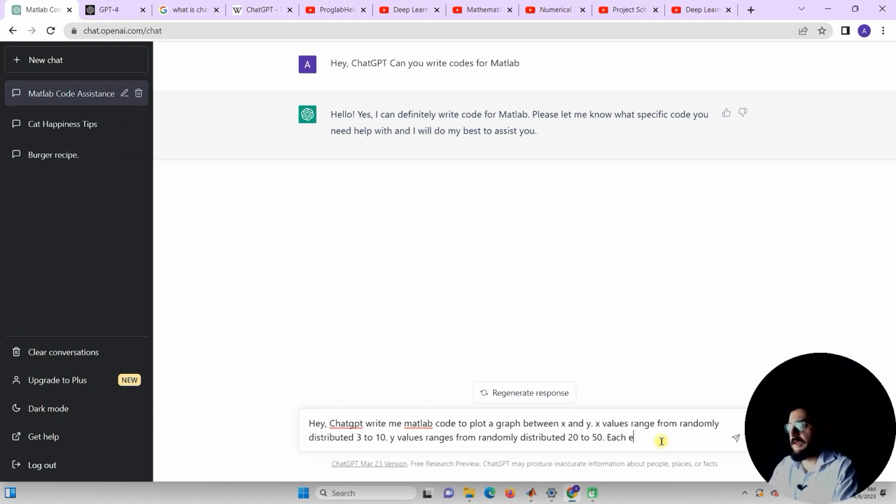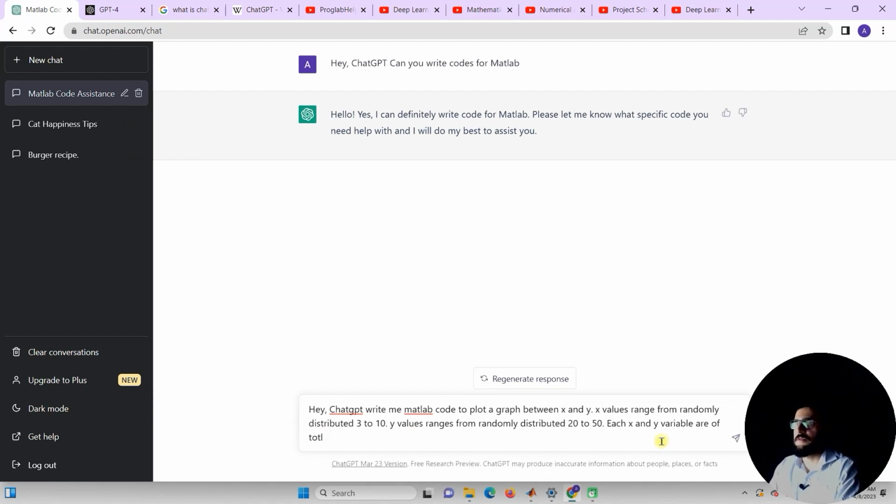Each x and y variable are of total 50 values. Okay, so let me break down this prompt for you. First I ask ChatGPT to write me a MATLAB code to plot a graph between x and y. Then I tell ChatGPT what the values of x and y are, and I tell it to generate randomly distributed values. Okay, not like sequential values 1, 2, 3, 4, 5, 6.